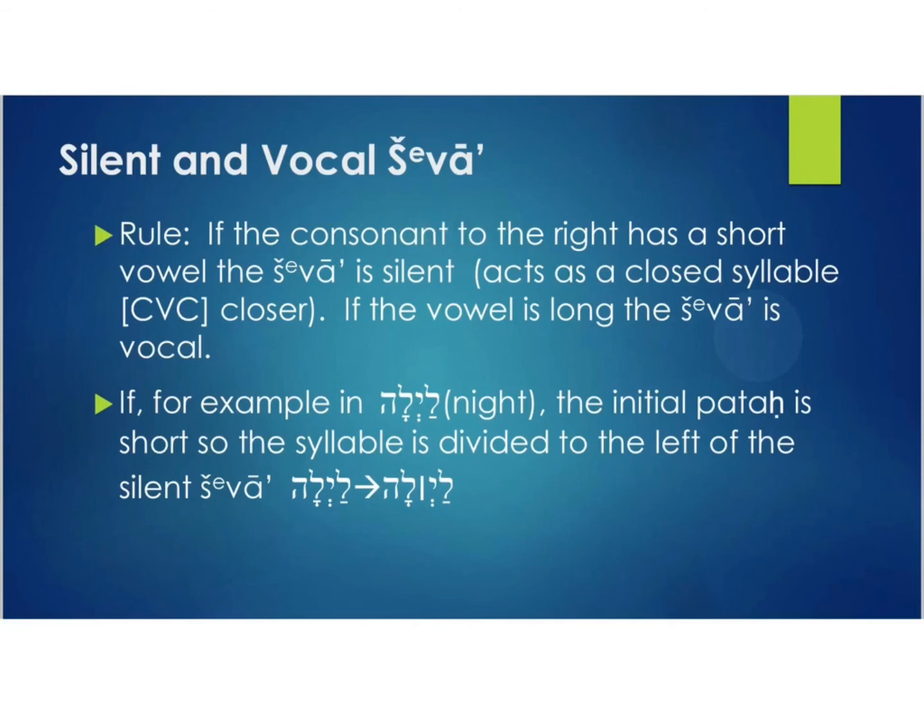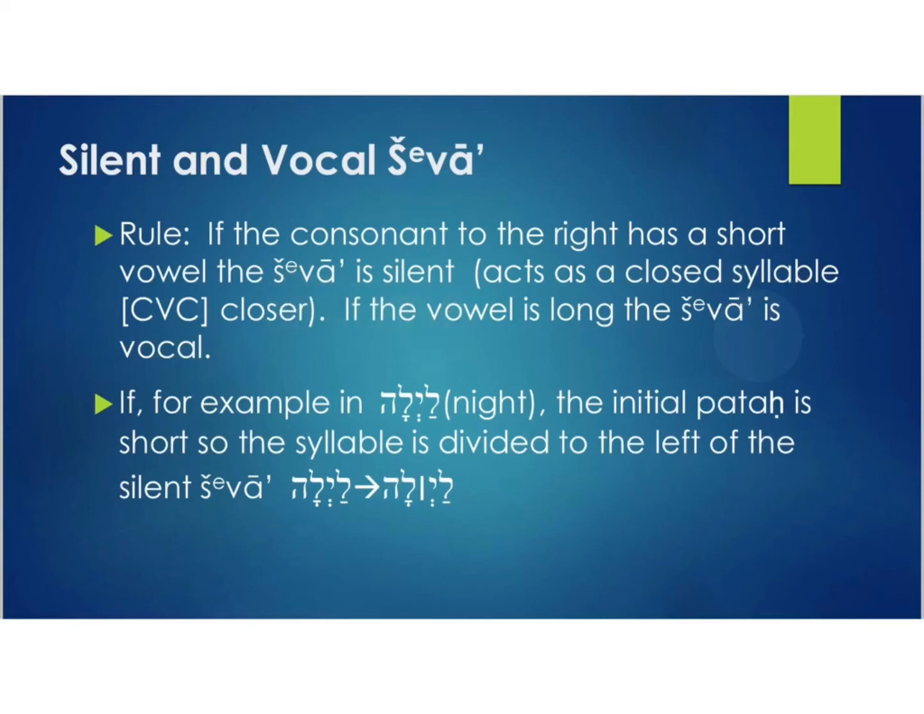Now let's learn how to identify a silent Shewa and how to identify a vocal Shewa. There are a few rules. Let's look at them one by one. If the consonant to the right has a short vowel, then the Shewa is said to be silent.